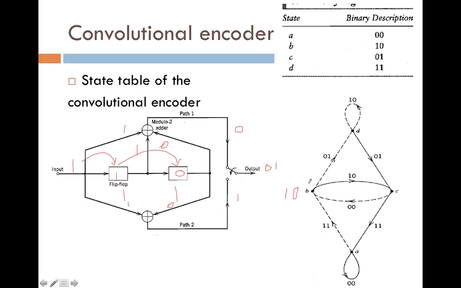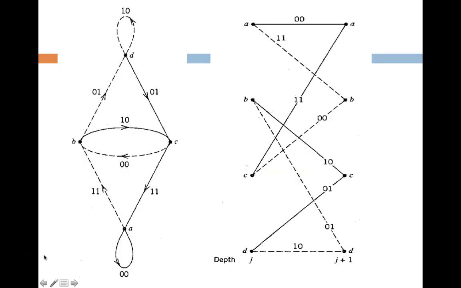So now I am here, the initial state is 1 0. If 1 comes, we have to represent it with a dotted line. The output is 0 1, and it will move to the 1 1 state. So it will move from the 1 0 state to the 1 1 state by emitting output 0 1. Likewise, we can easily write the output and input of the encoder using the state diagram. If you have the state diagram, it is very, very simple to generate encoded bits. So this is the state diagram.